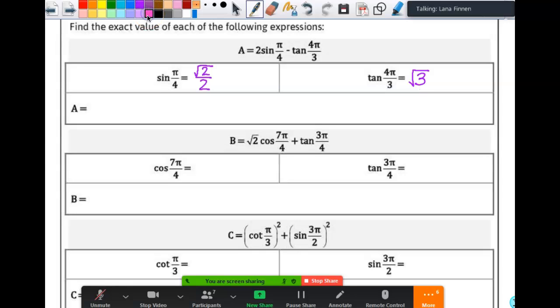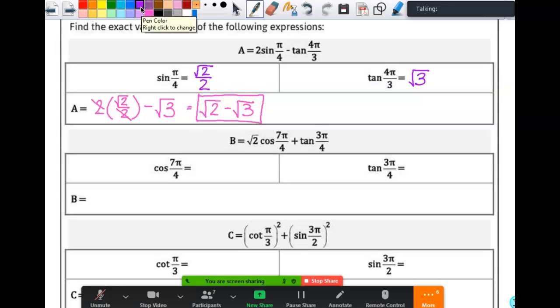So now we just substitute it into here. I'm going to take 2 times the sine of pi fourths, which is the square root of 2 over 2, minus the tangent of 4 pi thirds, which is the square root of 3. So 2 times the square root of 2 over 2, those 2's cancel out. So I end up with the square root of 2 minus the square root of 3. Can I combine that anymore? No, that's like x minus y. That's it. That is my answer.